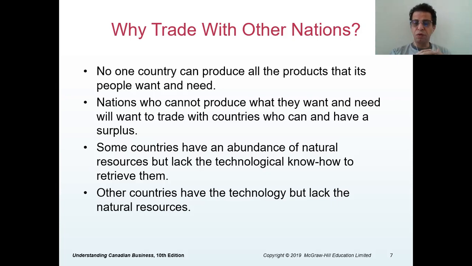As an example of oil, there is a surplus of oil in Saudi Arabia. They can export it. It's much cheaper here to Canada, and vice versa with lumber. Some countries have an abundance of natural resources but lack technology, especially in the case of oil. British Petroleum has good technology, no oil. Saudis have lots of oil, no technology.